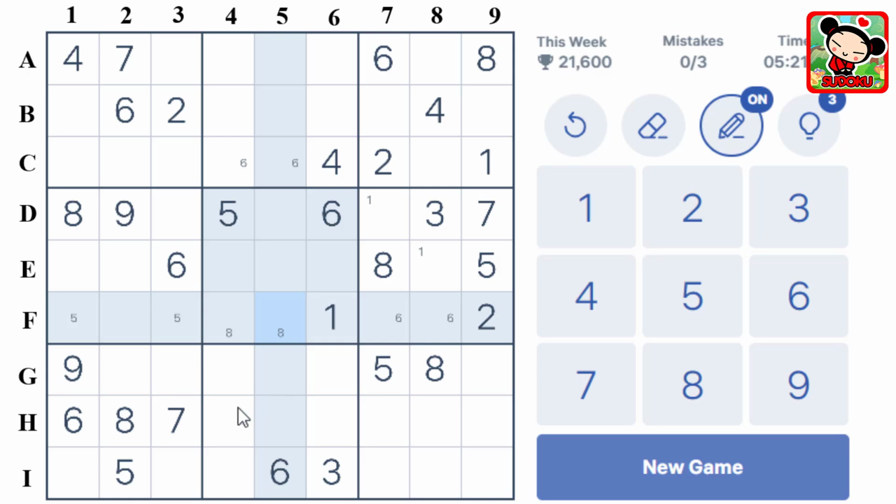In block 8, row I has number 5. Row G has number 5. Look up column 4 row D, you will see number 5. So number 5 will appear in the remaining 2 blank cells. Use a pencil to fill in number 5.